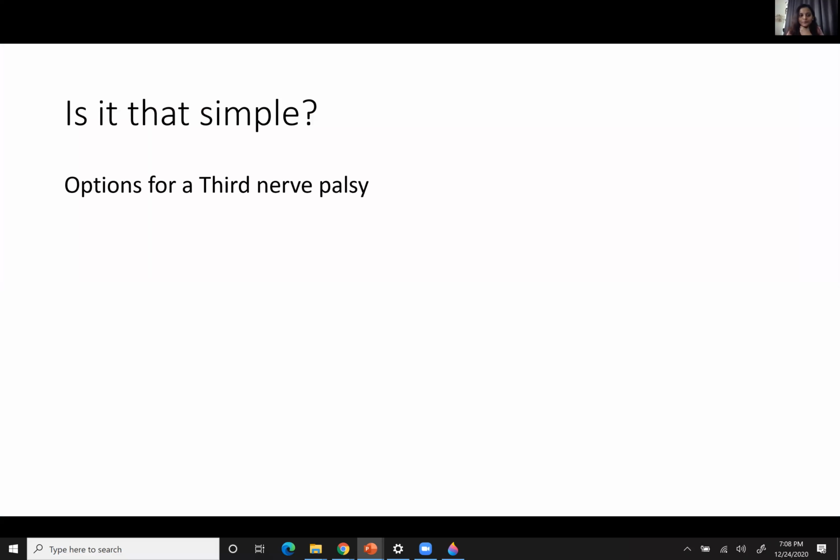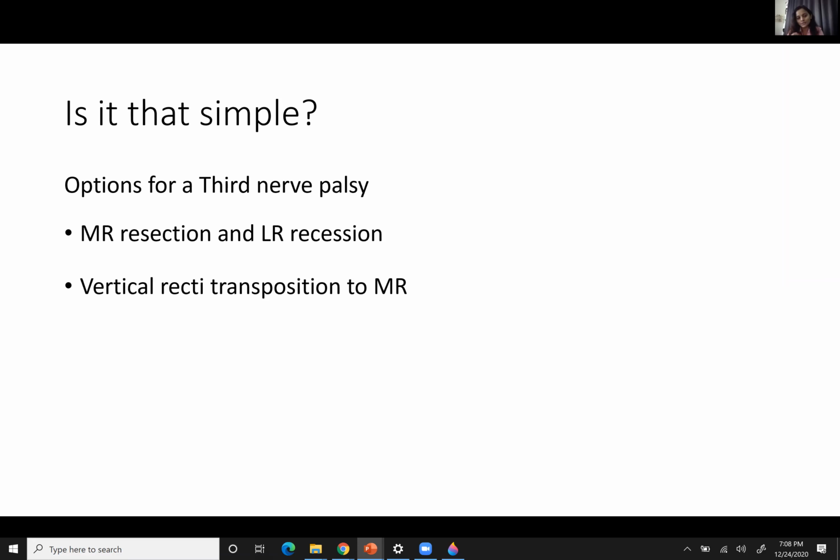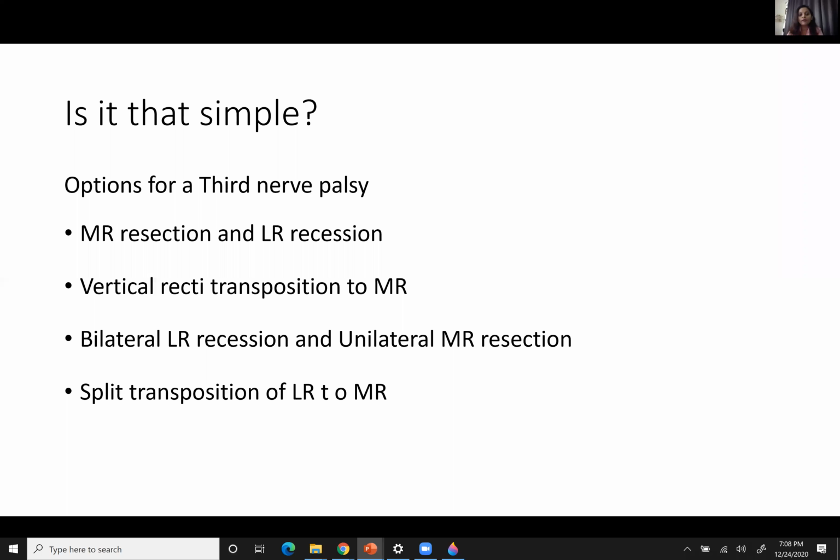It's not that simple. For example, let me take an example of a third nerve palsy. Just imagine a patient presents to you with a third nerve palsy with the eye turned out and down. Now, what are the options available in such a patient? One, you can do a medial rectus resection and a lateral rectus recession to correct the exotropia. Or you can do a transposition of vertical recti, that is, transpose the superior and the inferior rectus to the medial rectus. And third, you can do a bilateral lateral rectus recession and a unilateral MR resection, or a split transposition of the lateral rectus muscle to the MR.